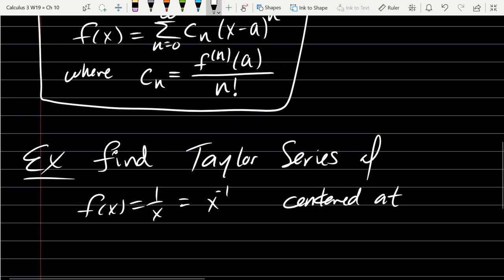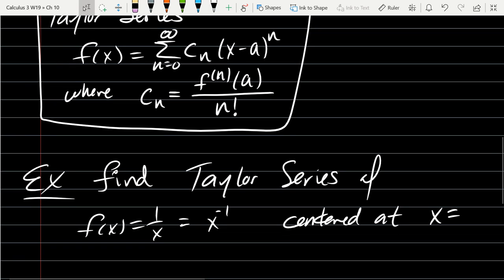We're still using that centered at language. What would be the worst x value to center this at? Zero. Why would zero be really bad? I can't plug in even for the zero term. The zero derivative plugged in at zero is undefined. So you can't center this at zero.